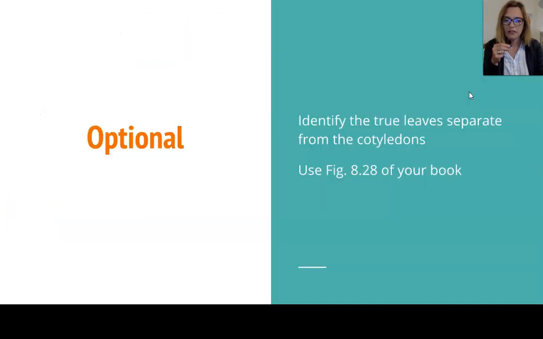All right, so your optional extra credit assignment this week is going to be to identify the true leaves in your bean seedlings from the cotyledon. So you can use figure 828 of your book along with the assignment posted to do that if you would like.